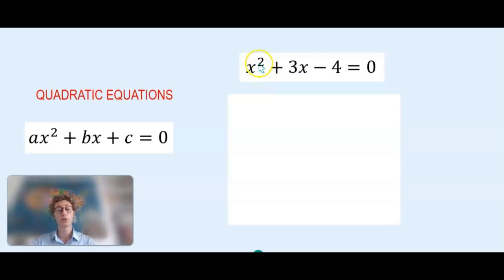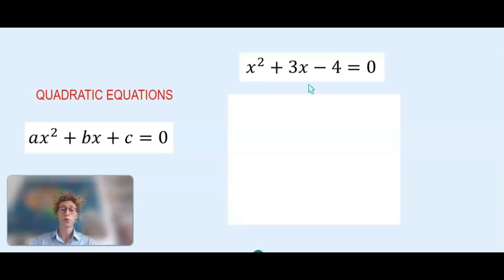Now, 0 squared equals 0. 3 times 0 is also 0. So we just have minus 4 on the left-hand side equals 0. So that's incorrect. So 0 is not a solution of this equation. Let's move on to 1. 1 squared is 1 plus 3. So we have 4 minus 4 equals 0. So here we have a solution of the equation. x equals 1 is a valid solution to this equation.